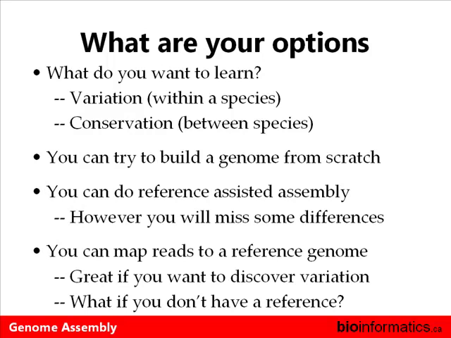You can also just map reads to a reference genome and not even worry about doing any kind of assembly. This is great if you want to discover variation. But if you don't have a reference, then obviously this doesn't go anywhere. Also, the same problems apply as with reference assembly: you miss things which are not in the reference, or which are hard to find in the reference.